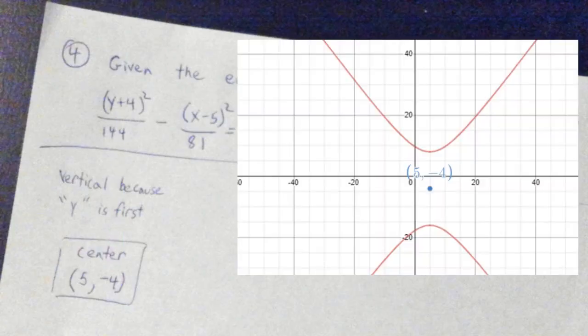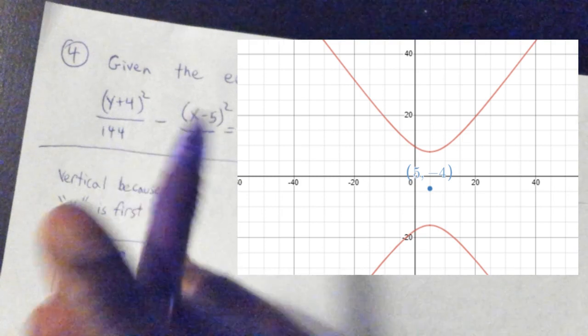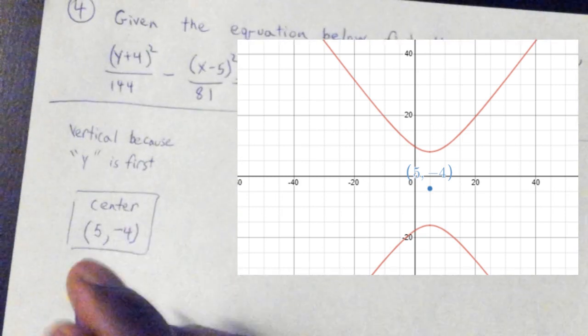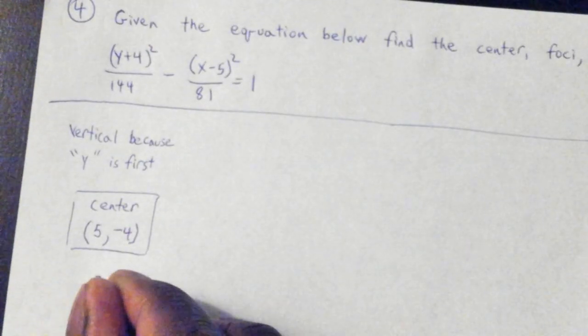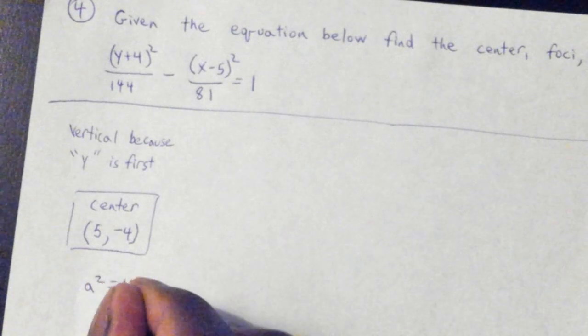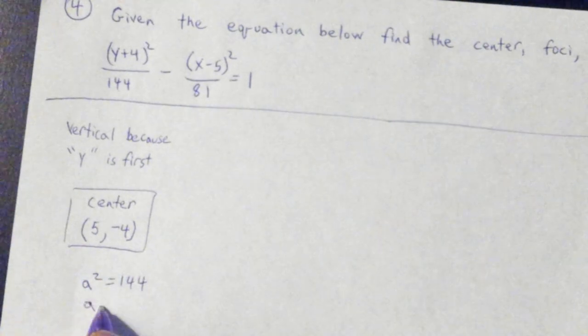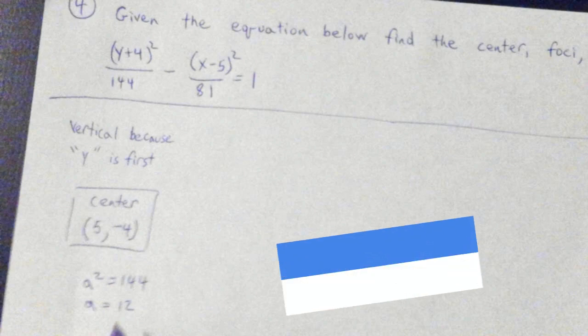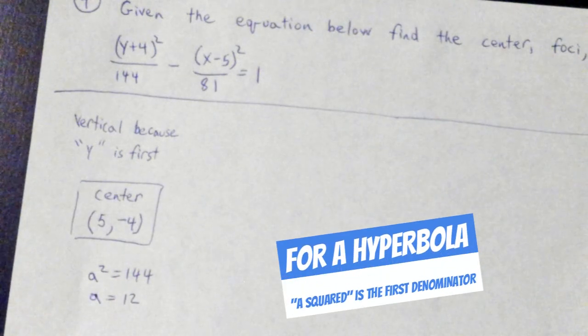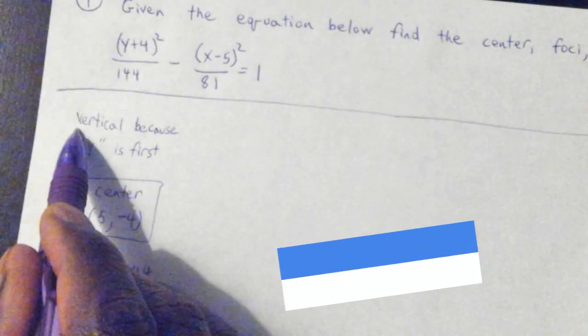So we know that we're going to need a squared and b squared. Remember that for a hyperbola, the a squared isn't the larger number, it's going to be the first denominator. So in this case, a squared is 144. And if we take a square root, that means that a is 12.